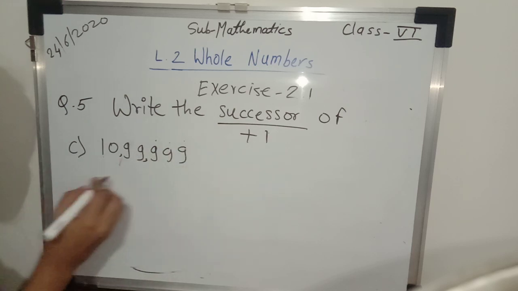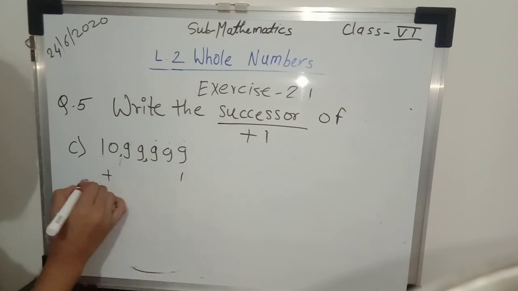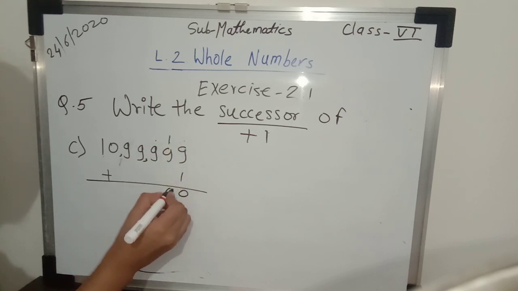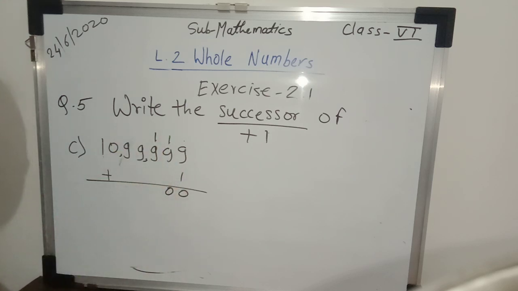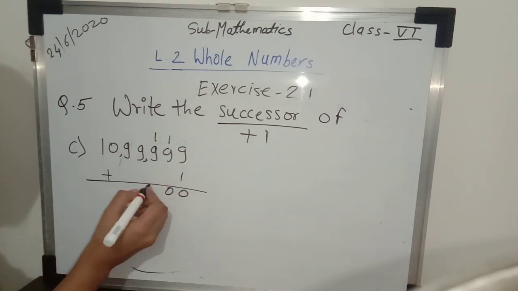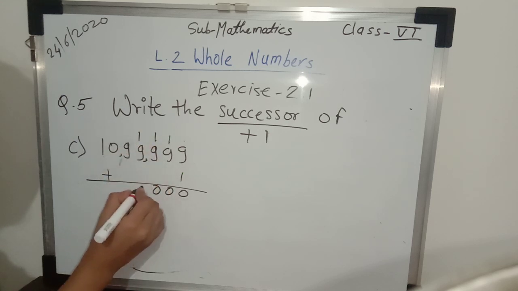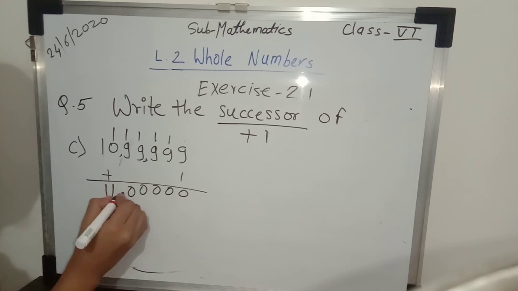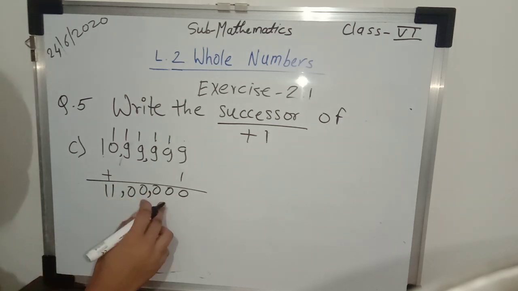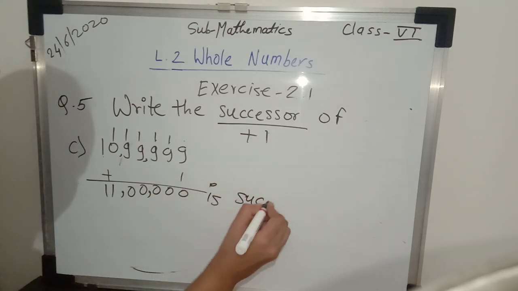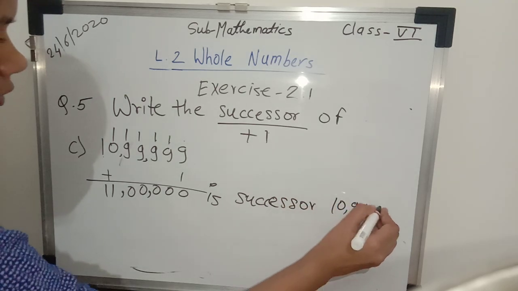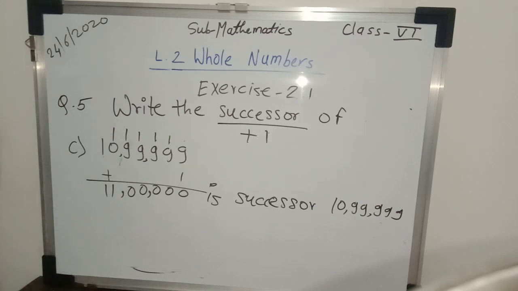We have to find out the successor of this number. So we'll add 1 in it. So 9 plus 1, 10. 9 plus 1, 10 again. 9 plus 1, here we are carrying the numbers. So 1 plus 9 plus 1, 10. 9 plus 1, 10 and 9 plus 1, 10. So our number will be 11 lakh. So 11 lakh is the successor of 10,99,999.